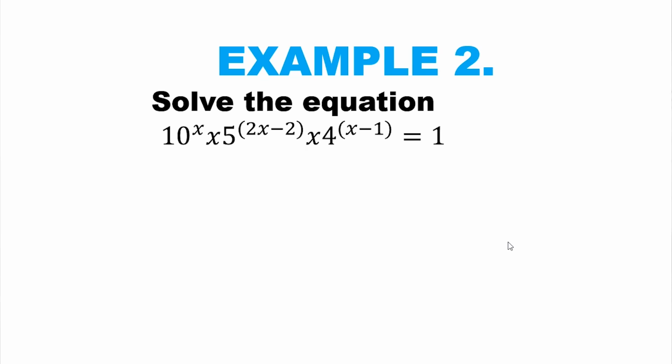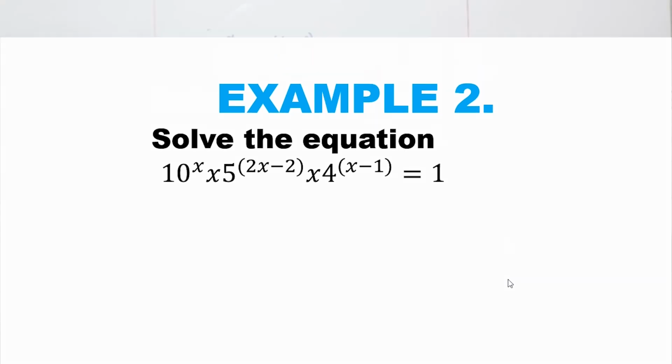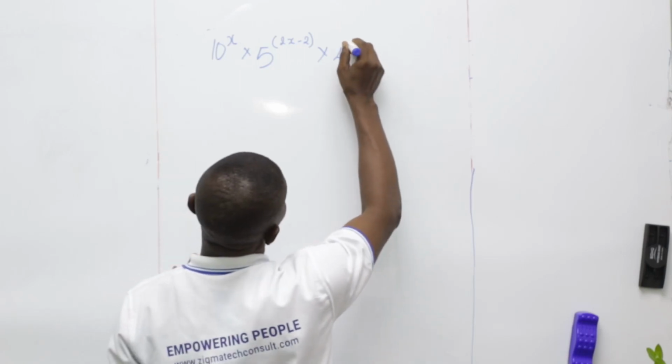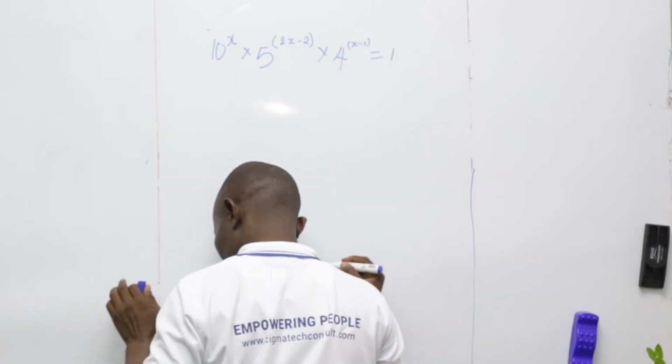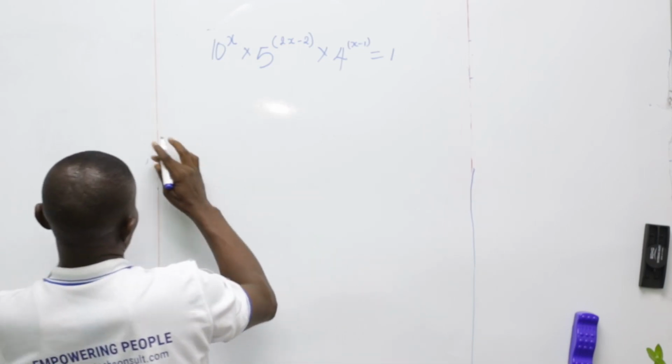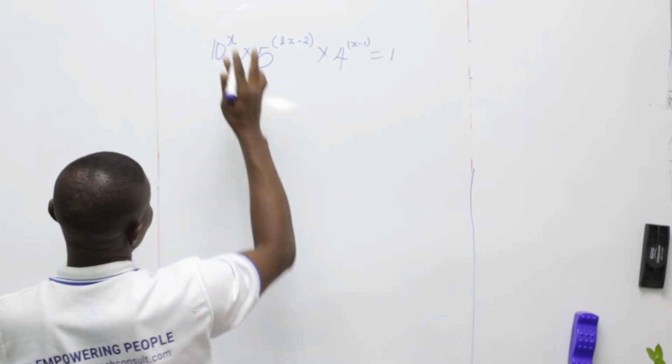So 10 power x multiplied by 5 raised to the power 2x minus 2 multiplied by 4 raised to the power x minus 1 equals 1. There is no cause for alarm.